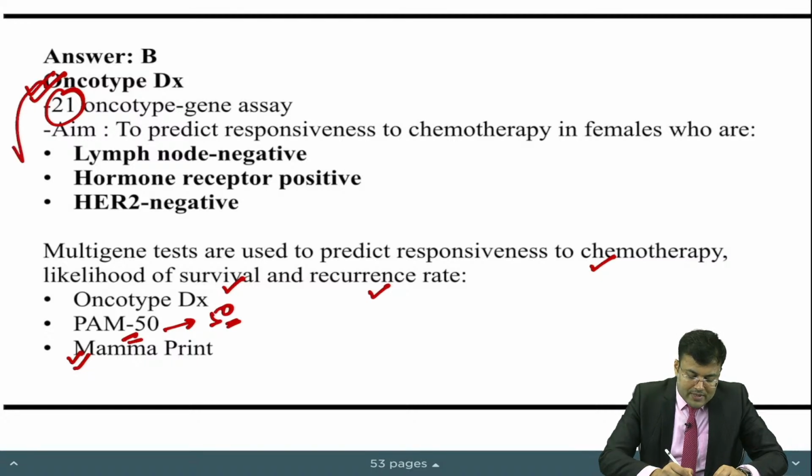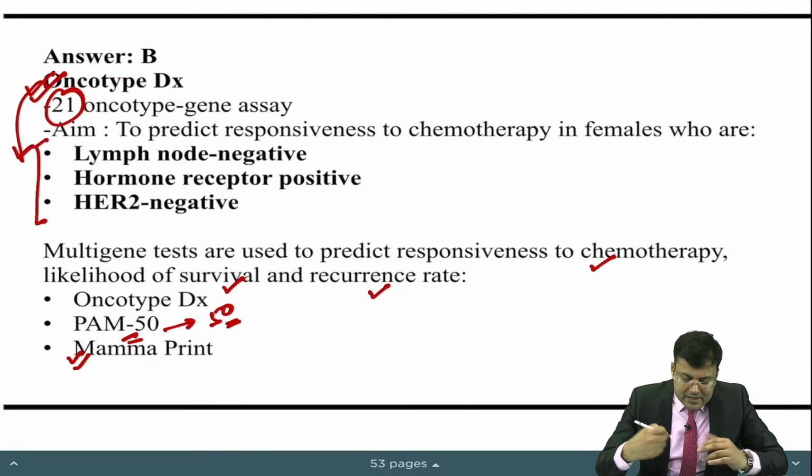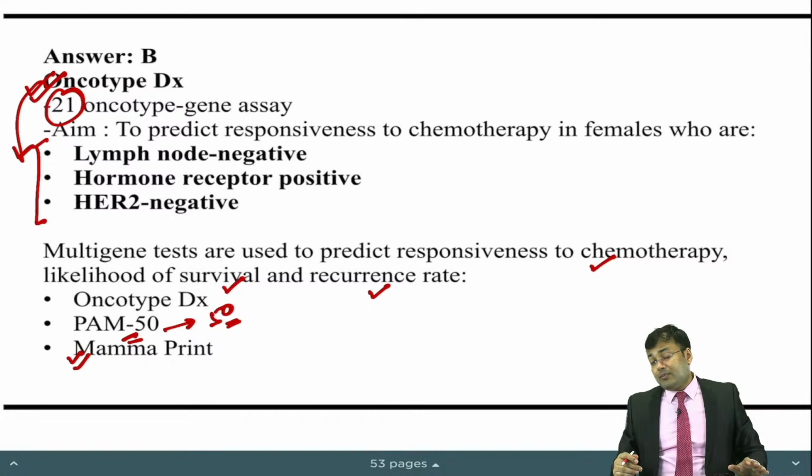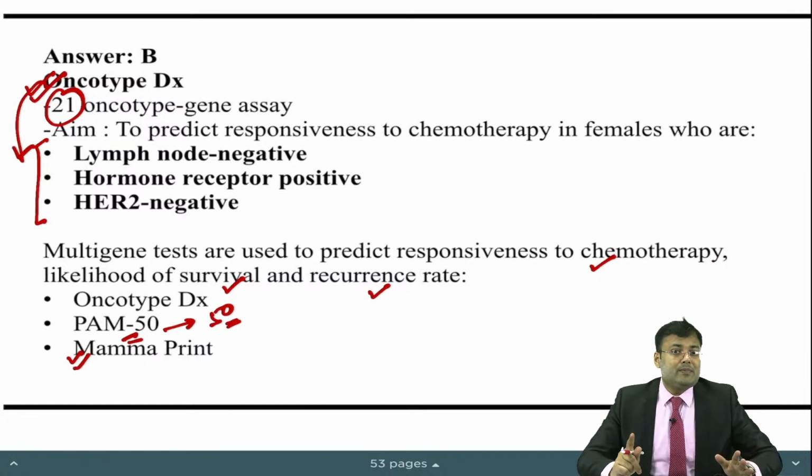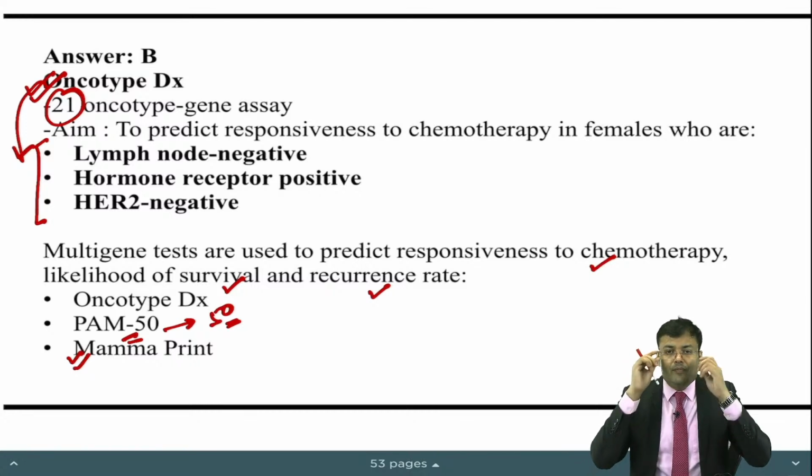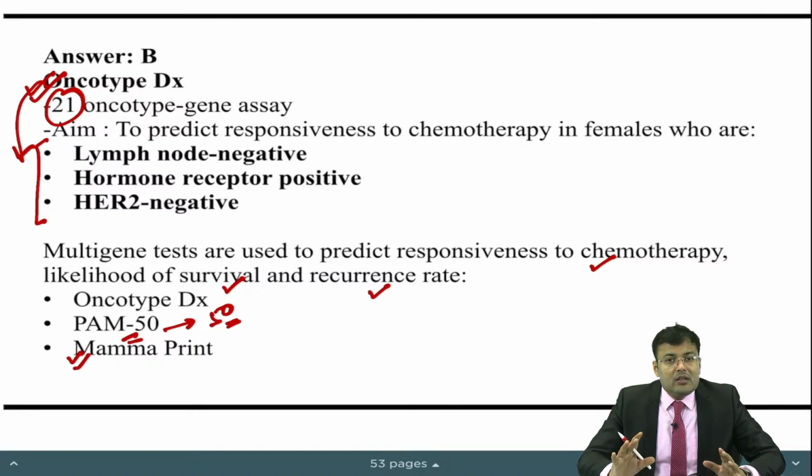Coming to Oncotype Dx, in which patients we are going to predict the responsiveness to chemotherapy? These patients are lymph node negative, hormone receptor positive, HER2 neu negative. How to remember? The patient is having good prognostic factors. So lymph node negative is a good prognostic factor. Hormone receptor positive or ER/PR positive, good prognostic factor, and HER2 neu negative, good prognostic factor.